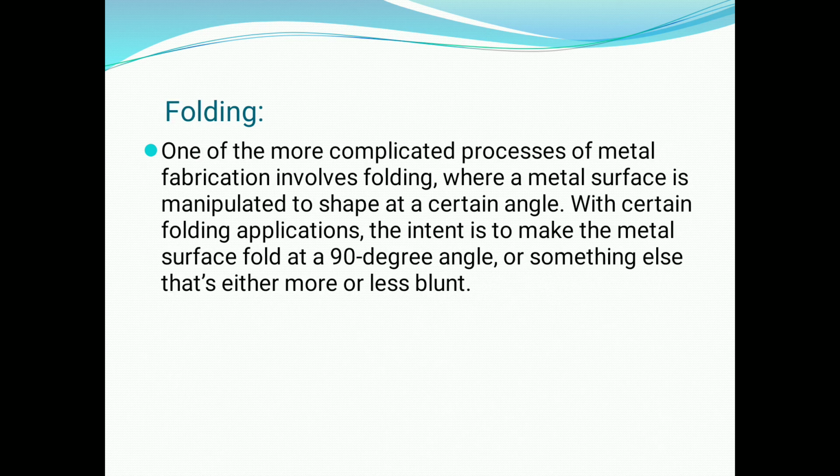The next production process is folding. It is also a more complicated process of metal fabrication. It involves folding, where a metal surface is manipulated to shape at a certain angle with a certain folding application. The intent is to make the metal surface fold at a 90-degree angle or something else that is either more or less blunt.